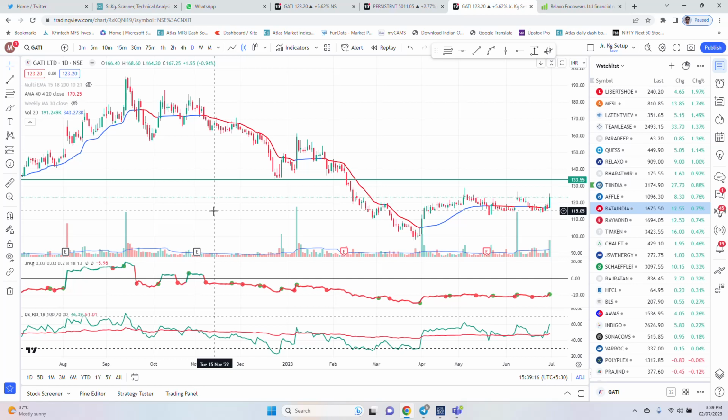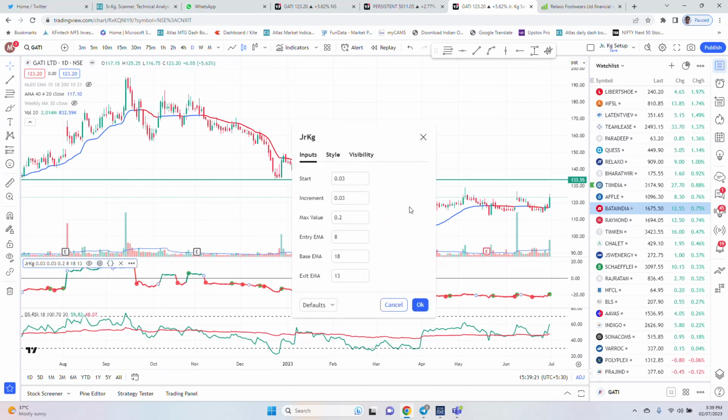indicator or setup. So in the junior KG strategy, we use parabolic SAR and EMA as our basic indicators. Initially we were using those indicators individually to have this setup, but later, after a lot of help and work from our team member Dinesh, we developed this indicator which is called junior KG. So I will show you.